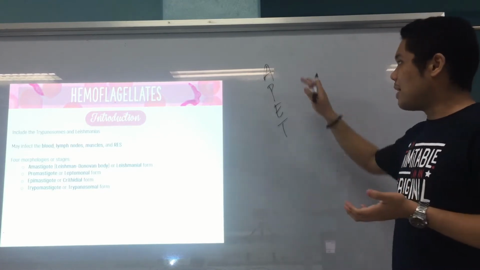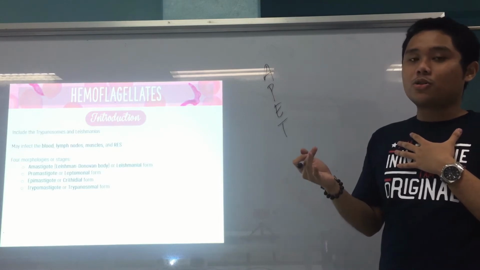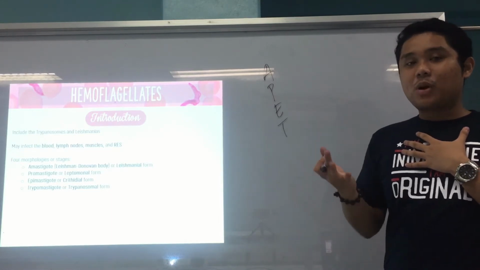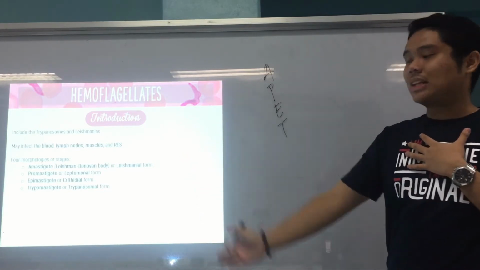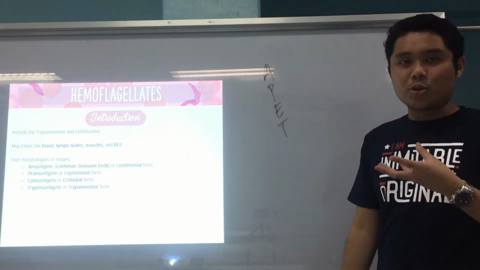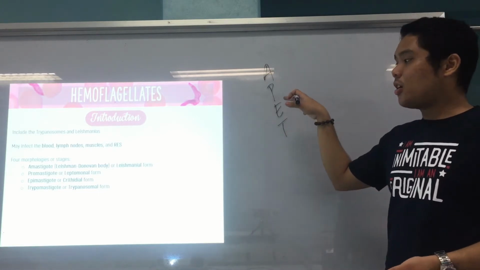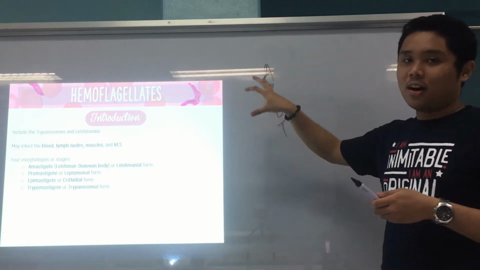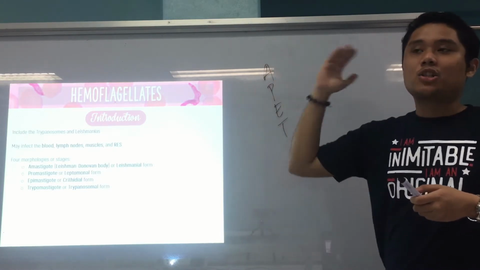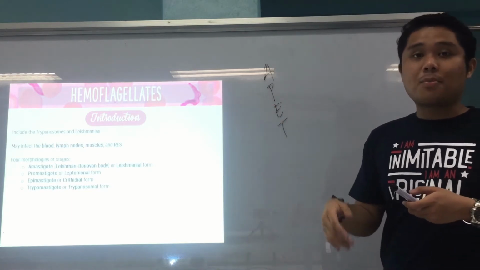And the other names: amastigote, also known as Leishmanial form. P for promastigote, also known as your leptomonal form. E for epimastigote, also known as your critidial form. And lastly, trypomastigote, also known as your trypanosomal form. Now, these 4 morphological stages of your hemoflagellates, this is the order of their formation. So amastigote first, promastigote, next your epimastigote, and lastly your trypomastigote.